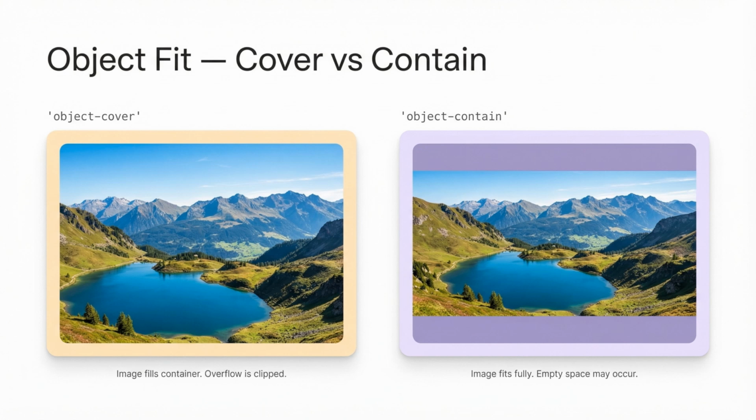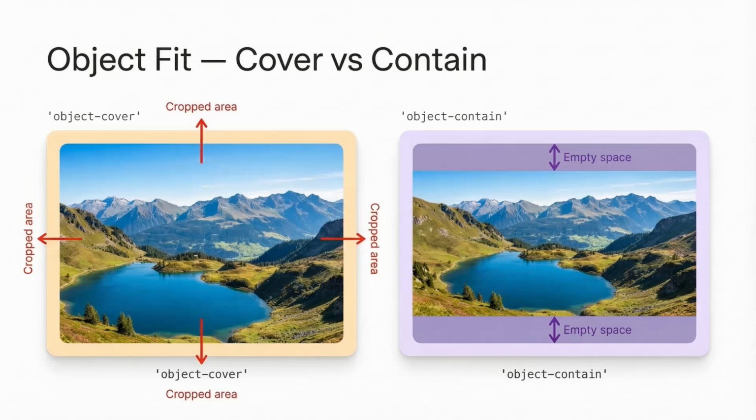Object cover makes the image fill the entire defined area. It scales up and crops whatever doesn't fit. Object contain keeps the entire image visible within the box, but it may leave empty space around the image. Cover is typically used for hero images and thumbnails where you want full coverage. Contain is useful when you need to see the whole image without cropping. In Tailwind, you simply write object-cover or object-contain on the image element.